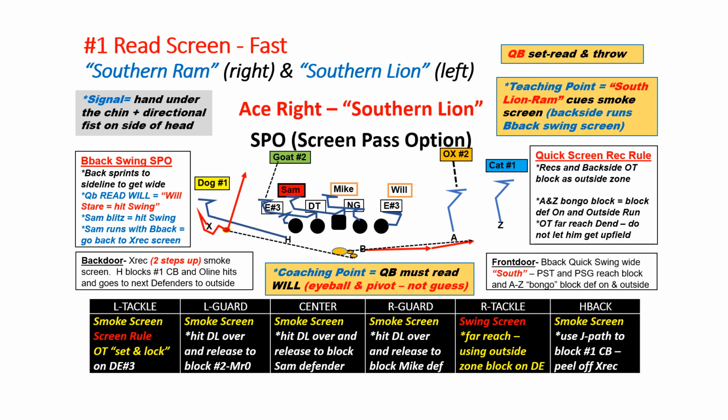The X simply takes 2 steps hard upfield like he's running a go route, then gets back to the line of scrimmage, and then we say creep back towards the quarterback until you get the pass, square up, and then read those blocks, clicking outside in, getting upfield. Again, this would be Southern Lion. So this is a great read screen, fast screen.